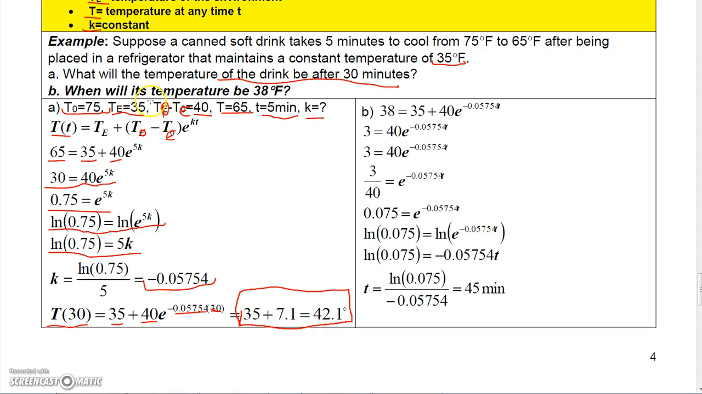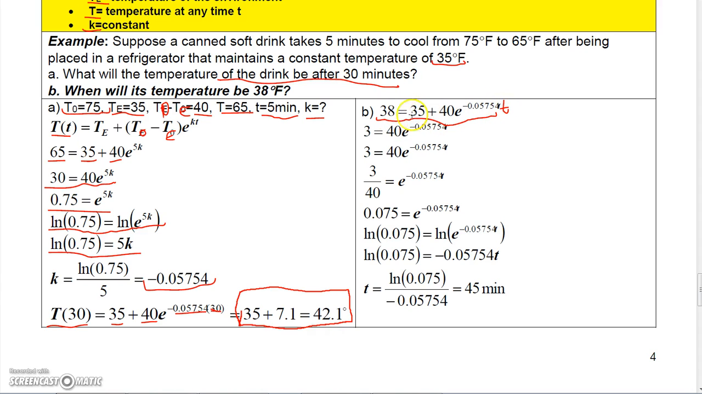Now the next question I asked was, when will the temperature be 38 degrees? So what I want here is 38 degrees. I'm going to put 38 degrees in for the temperature, and I'm going to solve for t. There's a t right there. It's hard to see. So I'm going to have 38 equals 35 plus 40 e to the negative 0.0575 t.